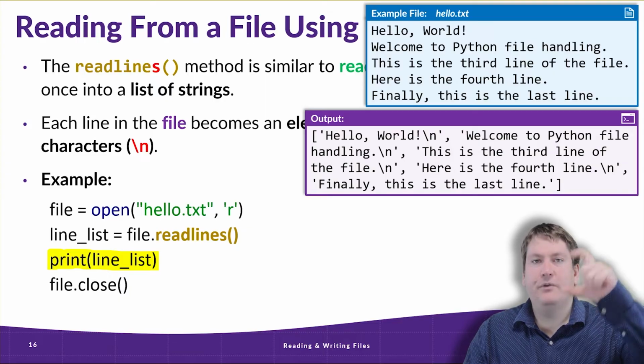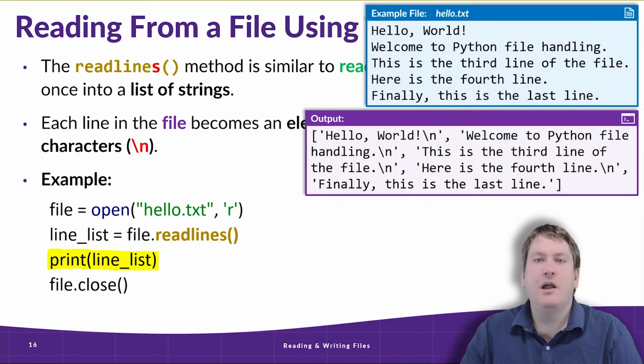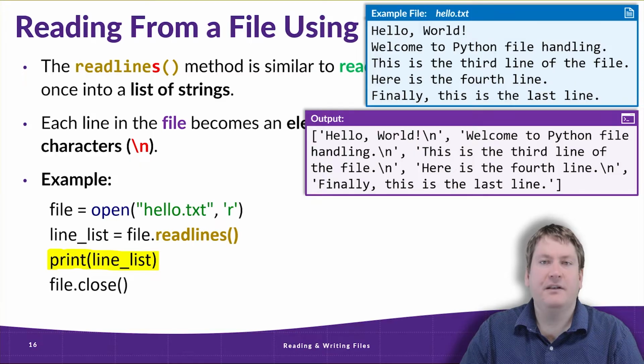The square brackets denote that this is a list. And we can see the commas show where each new element starts. So hello world would be the first element. Then we have welcome to Python file handling would be the second element. This is the third line of the file, will be the third element, and so on.